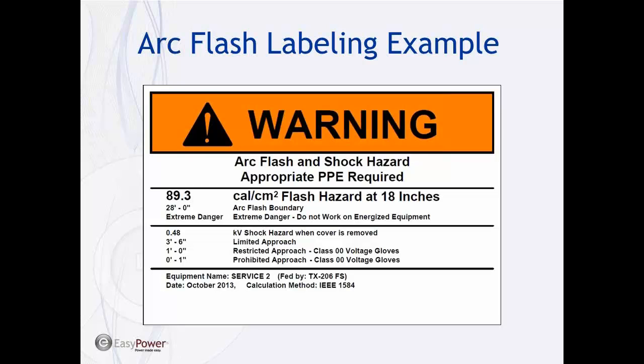So in this case, if this was the normal operation, this would be the label, and then at the bottom of the label there would be a note that says if maintenance mode is enabled, you have the lower incident energy, like 6 calories per centimeter squared, and a different PPE level. But that's all part of the training for your workers and deciding which case works best.